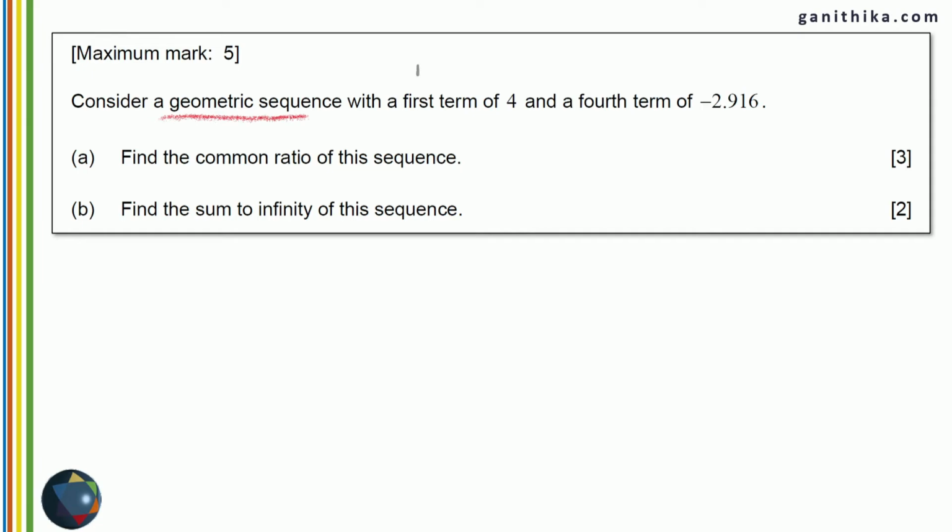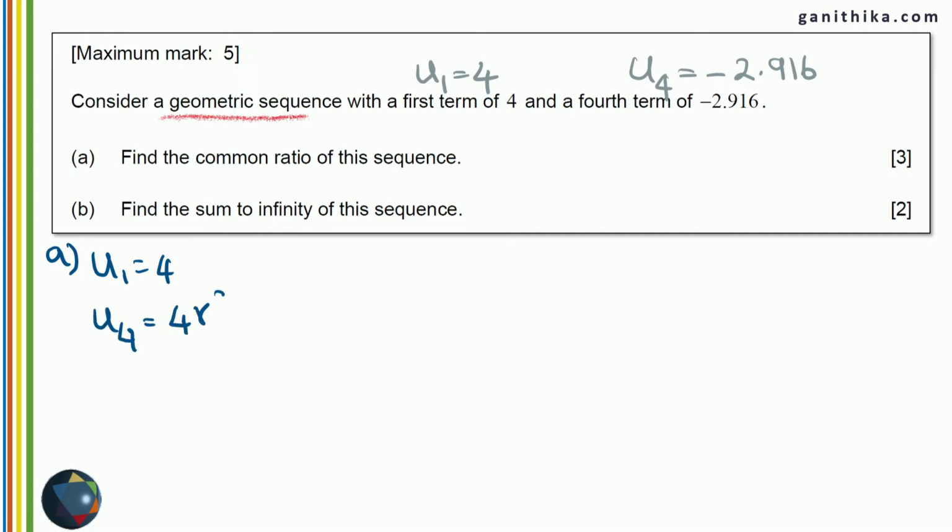Geometric sequence. First term is 4. Fourth term is negative 2.916. Of course, this is a calculator question, therefore the numbers are weird. What do you get from this? Let's make the simultaneous equations out of this. U1 is 4. U4, since it's a geometric sequence, therefore use the formula for geometric sequence: 4 times r cubed. U1 r cubed is the formula for U4. And then this is equal to negative 2.916 given by the question.